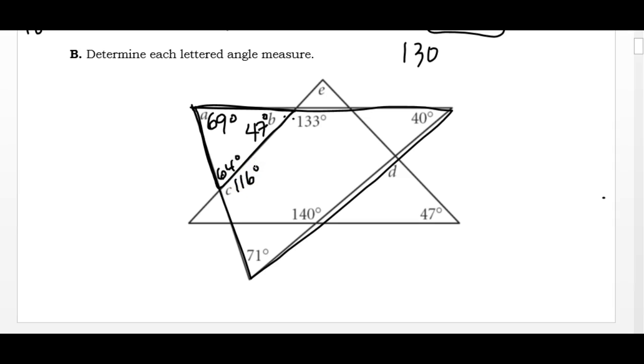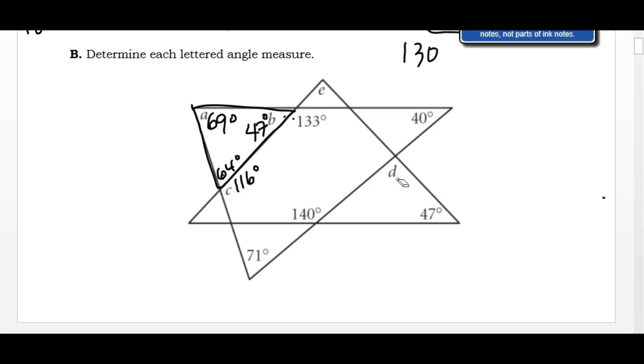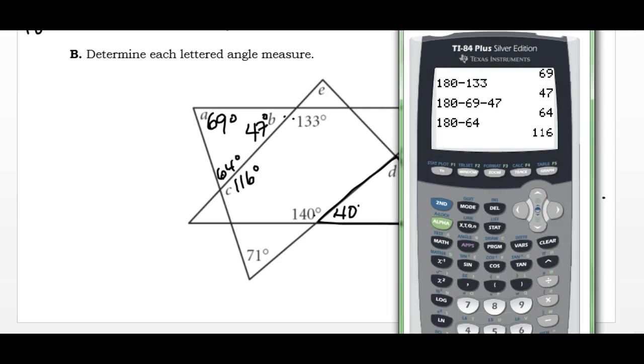Okay, I got A, I got B, I got C. Let's go on to letter D. So I see a triangle right here that I can use to get letter D. I feel like my triangles are getting crowded. Okay, right here is how I'm going to get letter D. I already have one angle, and I can figure out this angle because it's linear with 40. So 40 and 140 will give me 180. Now I can do 180 minus 40 and 47 to get the answer for D, and I got 93.